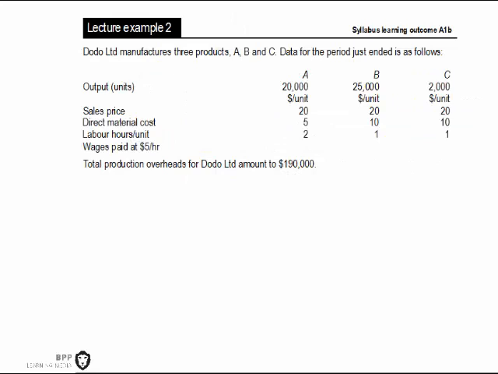In lecture example 2, we're going to go through both traditional absorption costing and activity-based costing for 3 products for a company called Dodo Limited. Now, they've got outputs of 3 different products. You can see from this that one of the products, product C, is a much lower volume than the other 2. We've been given some costs and selling prices there, and we're told that the total overhead cost is $190,000.